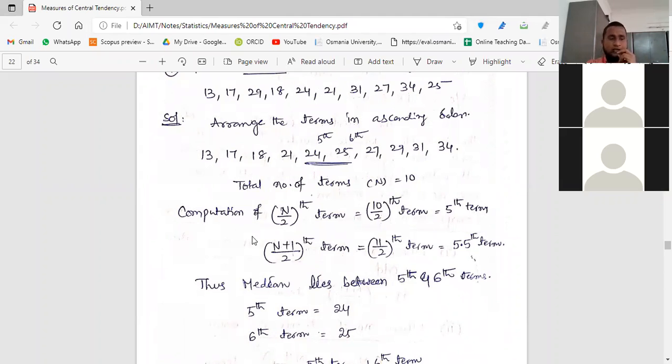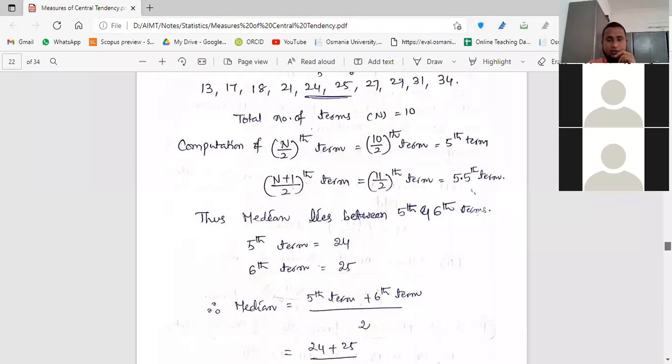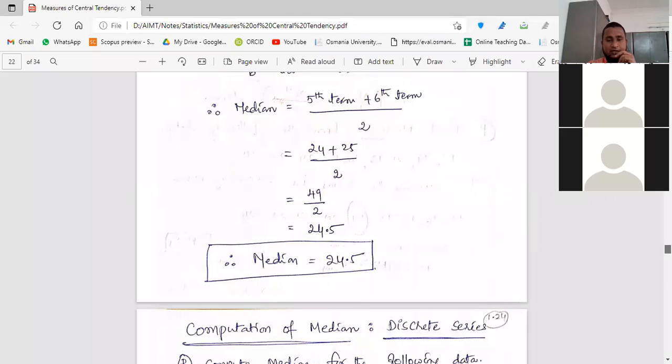So you should be a little cautious when you are dealing with even terms, because first of all you need to find out the n by 2 value and then n plus 1 by 2 value. Again you have to find out the average here. So corresponding to those numbers, you have to find out the mean value. That will become the median here.